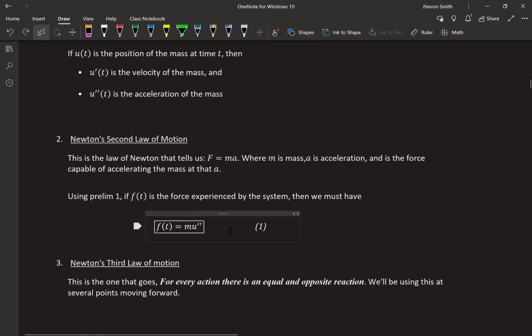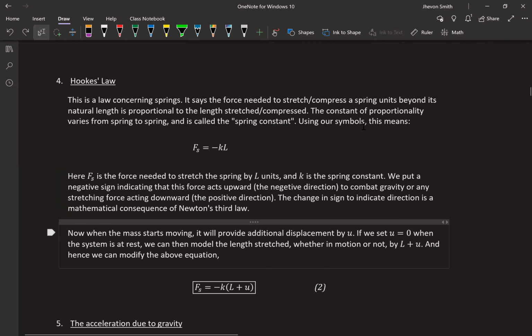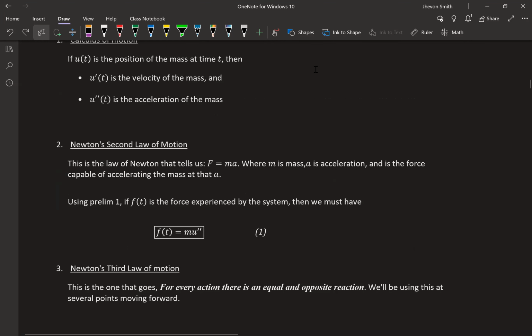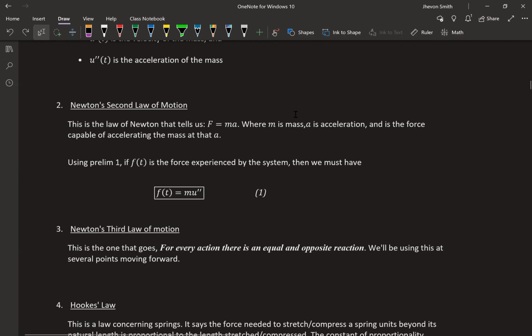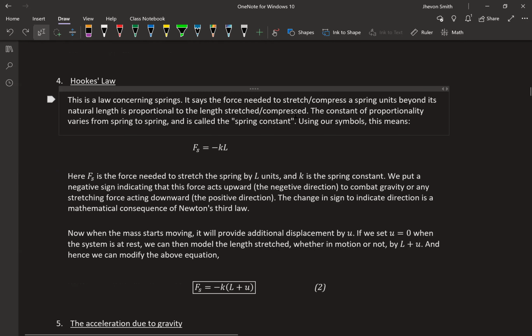Does anyone remember Newton's first law? What's Newton's first law about? So here we're using the second and third. Anyone remember the first law? Right, that's the one about inertia. An object at rest will remain at rest, and an object in motion will continue in motion in a straight line unless acted upon by an external force. That's Newton's first law, the law of inertia, right?